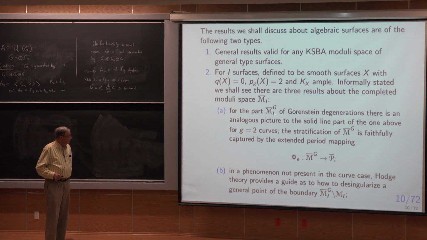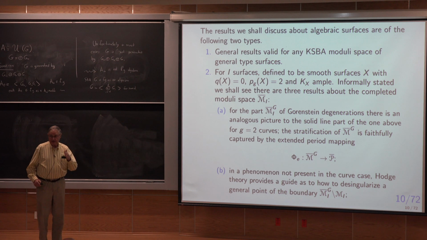So the Gorenstein part of the moduli for this particular surface, I'll try to explain how that's completely captured by Hodge theory. With Hodge theory, you can say how that degenerates, and from that you can read back and see which surfaces are on the boundary, what the dimensions are of the moduli of surfaces of that type, and so on.